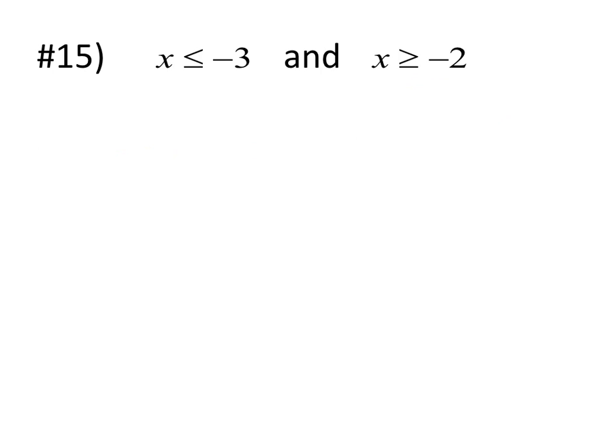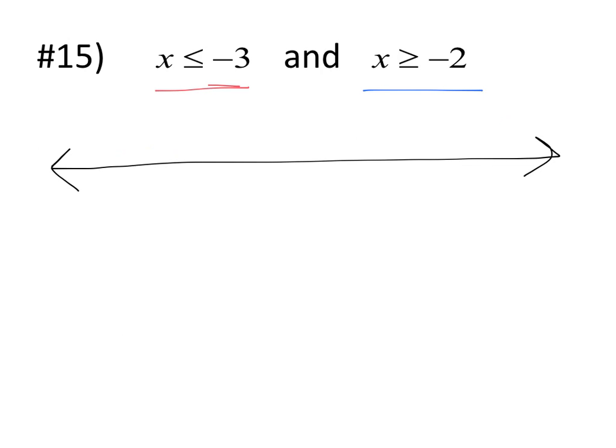Alright, here I'm going to do the same thing. For x is less than or equal to negative 3, I'm going to use red. For x is greater than or equal to negative 2, I'm going to use blue. So I'm going to draw my number line. Okay, so we'll do negative 1, negative 2, negative 3, negative 4. So we'll start with a closed dot at x is less than or equal to negative 3.